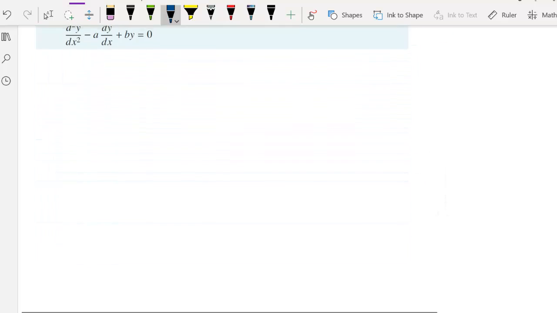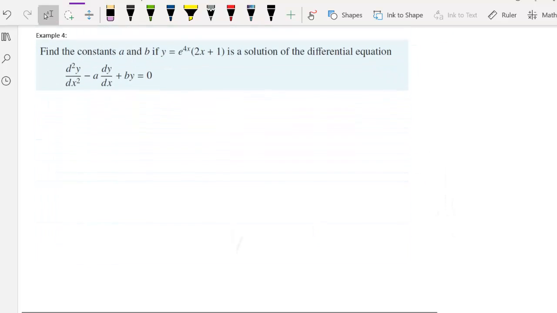So we'll step forward to the last example, and it's a little bit different. It says find the constants a and b if y is equal to e to the 4x, 2x plus 1 is a solution of the differential equation: second derivative, take a dy dx plus b y is equal to 0. Okay, so what we're looking at is to solve for a and b. In order to do that, first of all, we will have to find our first and second derivatives.